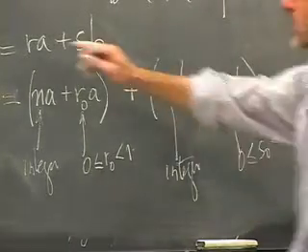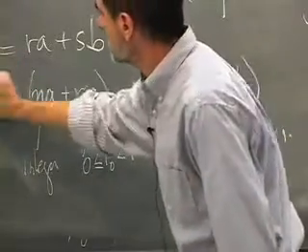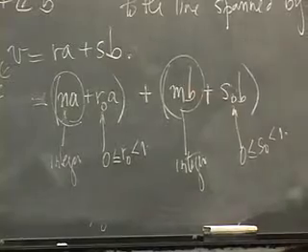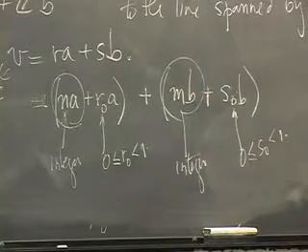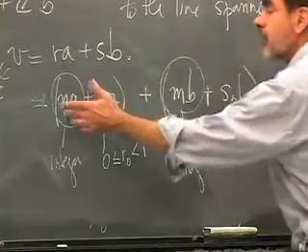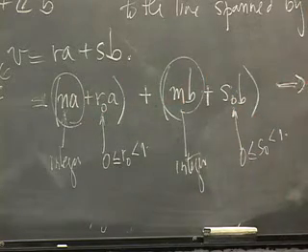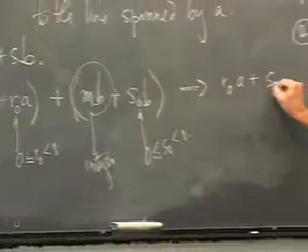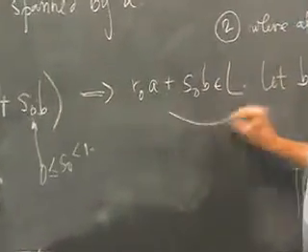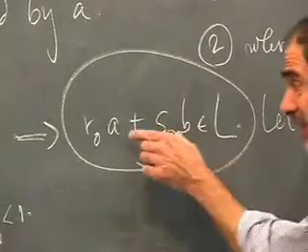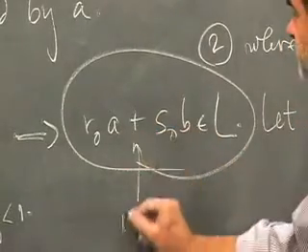And if this vector is in L, then if I subtract n times A and m times B, I get another vector in L, because A and B are in L, so any multiple of A plus any multiple of B is in L. And that implies that R0A plus S0B is in L. Okay? But this is a vector in the parallelogram.